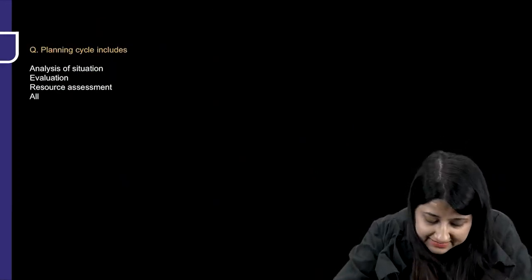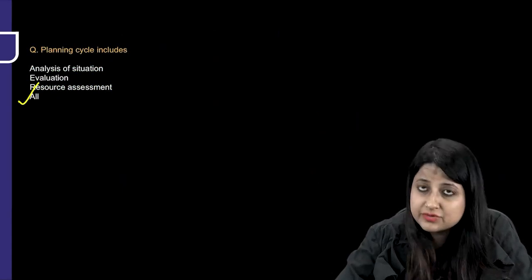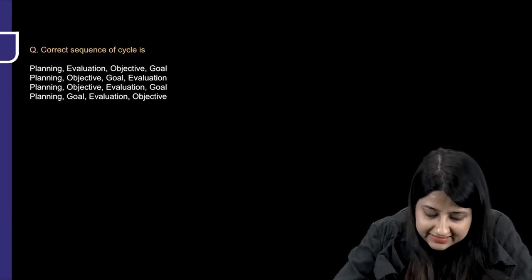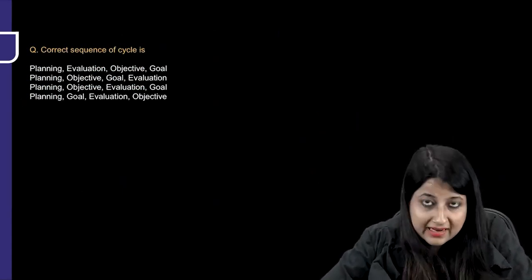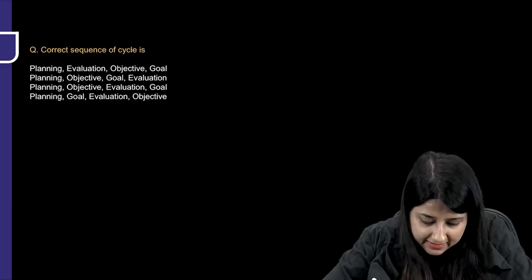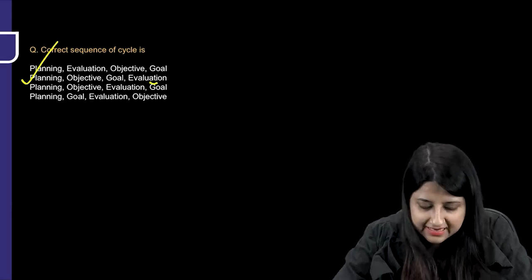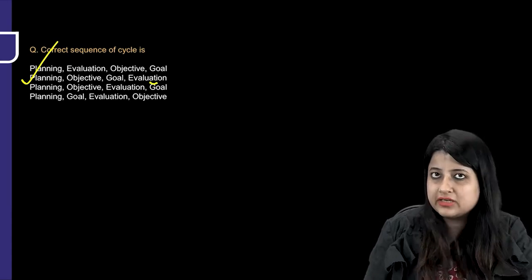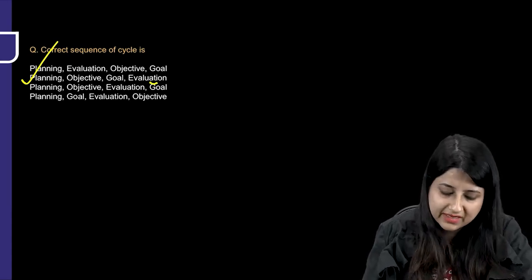Let's quickly see. Planning cycle includes analysis, evaluation, resource, all of the above. Correct sequence is very important. I told you evaluation has always to be at the end. So here evaluation is at the end. So ideally goal should come first, then objective, but then this is a PYQ.